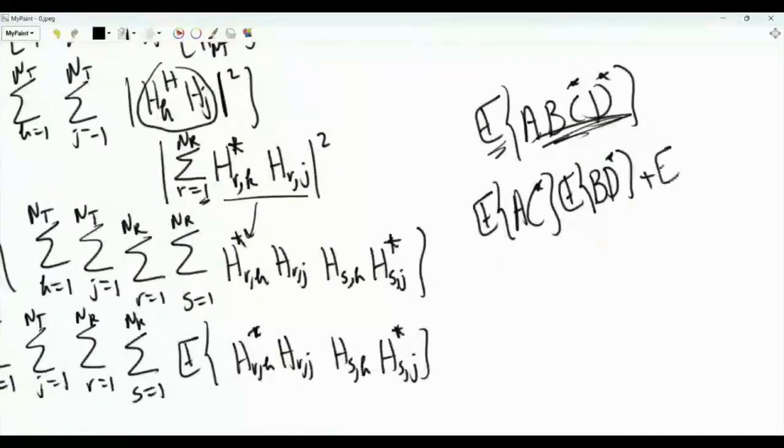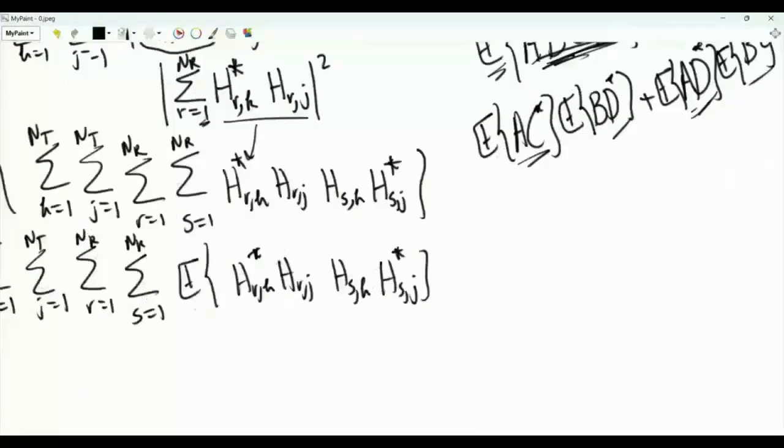Are we done? Not yet. Plus the expectation. Then we take A again with the other conjugated random variable, which is D, and we multiply this expectation with the expectation of B times C conjugate. Rather than having to deal with the expectation of the product of four random variables, now we do them in pairs. Let's apply this rule to our case here.